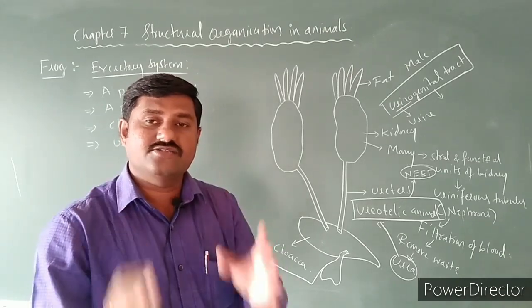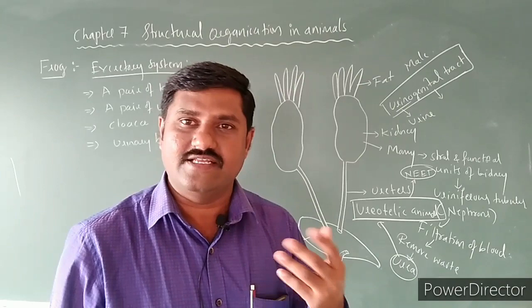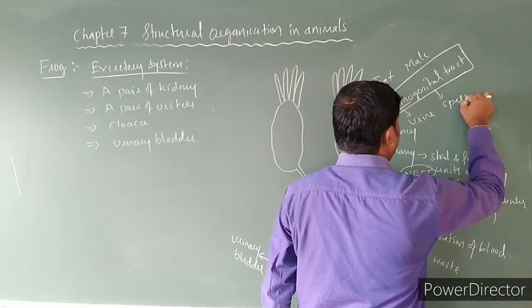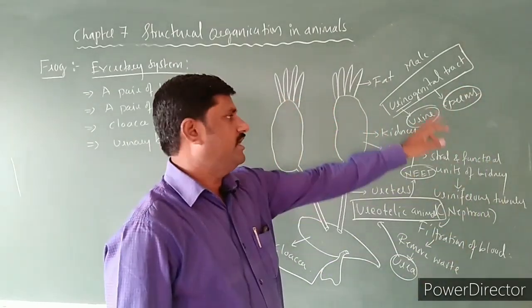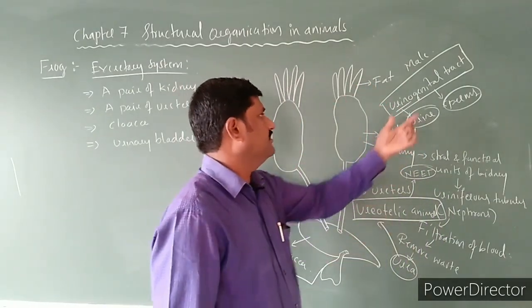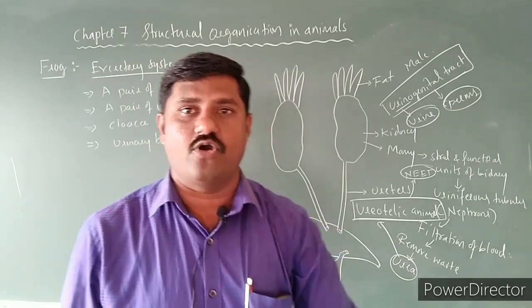So they also pass what? They also pass the male gametes, that is sperms. So that's why it helps pass both urine as well as sperms in the same tract. Hence it is called the urinogenital tract in the case of the male frog.